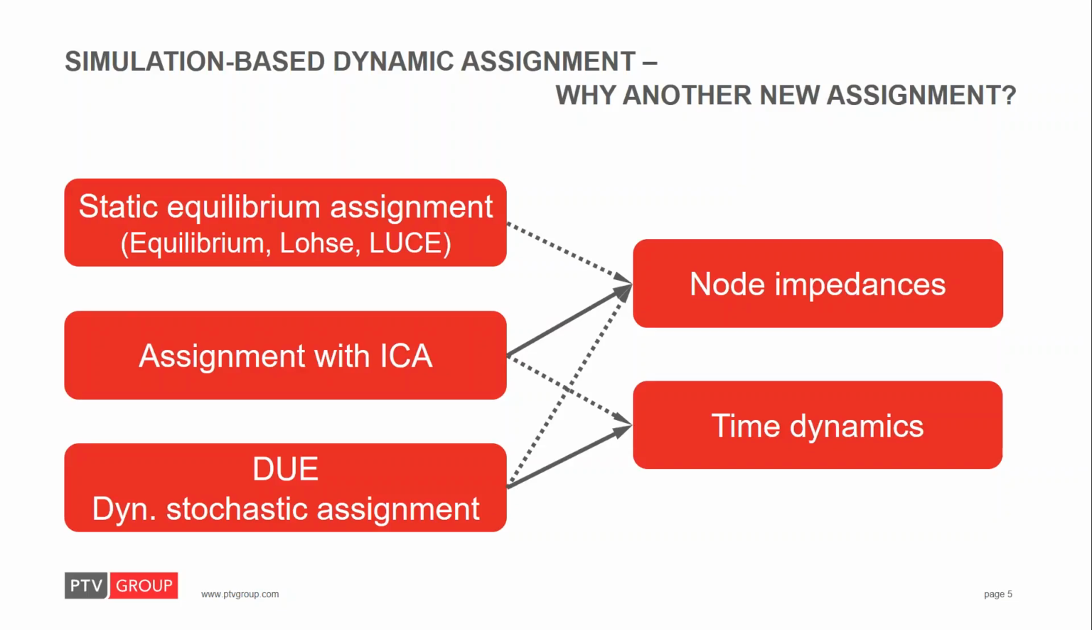So as you can see, there is a need for a method which assesses both detailed junction performance and time dynamics. So this is where the simulation-based assignment fits in as the most precise assignment method to ever be implemented in a macroscopic modeling platform. So SBA combines detailed junction performance and time dynamics in one dynamic assignment.